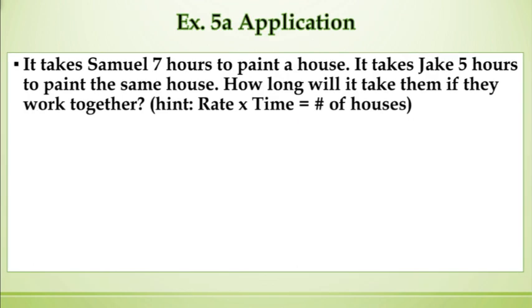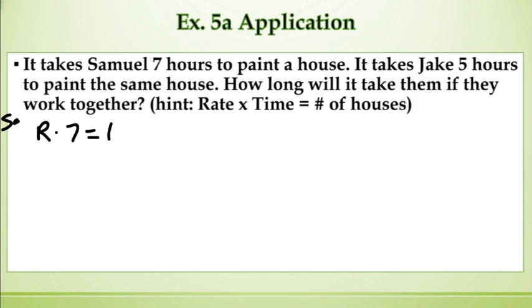And an application problem. It takes Samuel 7 hours to paint a house. It takes Jake 5 hours to paint the same house. How long will it take them if they work together? Hint, rate times time equals the number of houses. So I need for Samuel to paint the house. His rate, we don't know the rate, but it takes him 7 hours to do one house.